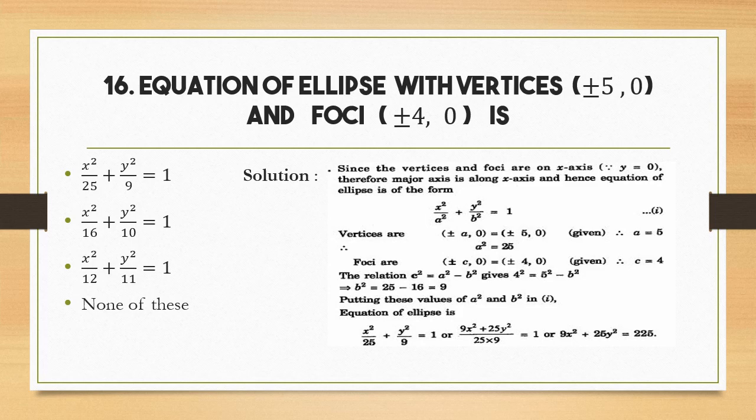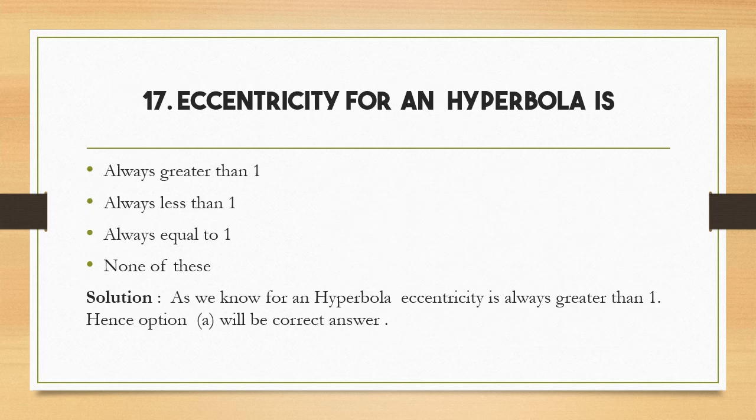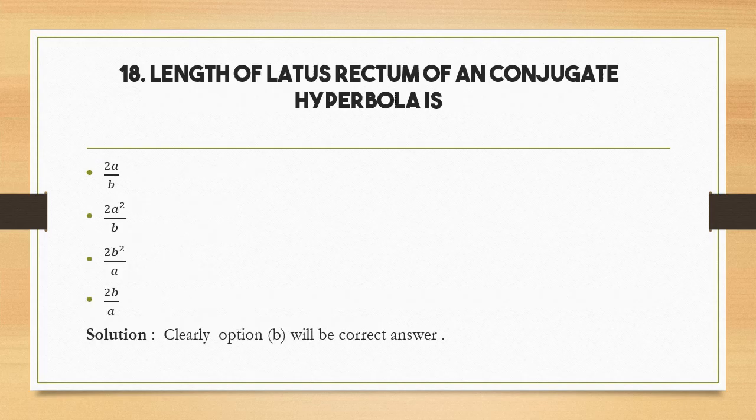We'll proceed to question number 17. In question number 17, the question is given directly: eccentricity of a hyperbola is... We all know that for a hyperbola, eccentricity is always greater than 1. So without wasting much time, I can say option A will be the correct answer for question number 17. Now we will move on to question number 18.